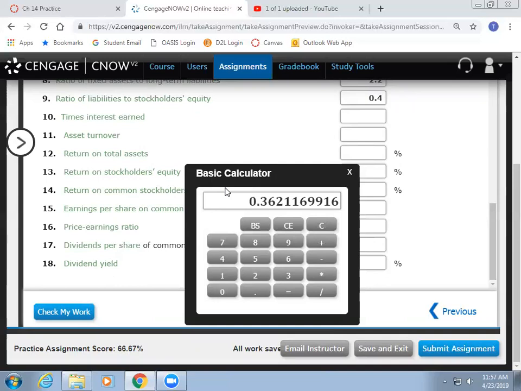Let me see out of the remaining ones if there's any that are kind of tricky, because I think you can pretty much follow the formulas and everything.